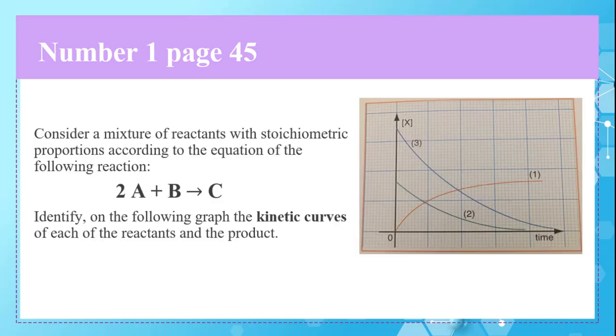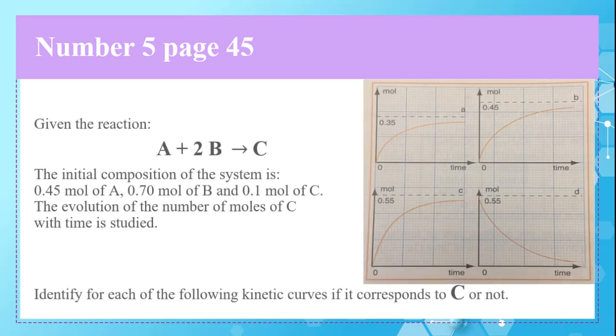Before ending this video, I'm going to give you some tips about your homework. For number 1, page 45, please pay attention to the stoichiometric coefficients of the reactants and the product. For number 5, construct a conversion table made up of 3 rows, one for T0, the second for the evolution, and the third for T final. Don't forget to check if the mixture of reactants is stoichiometric or not.